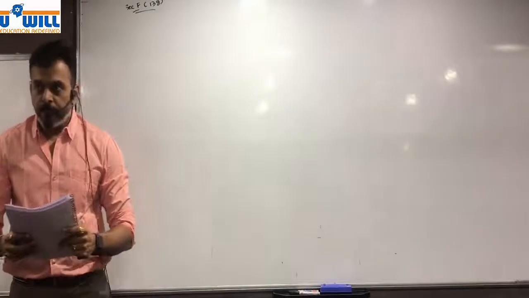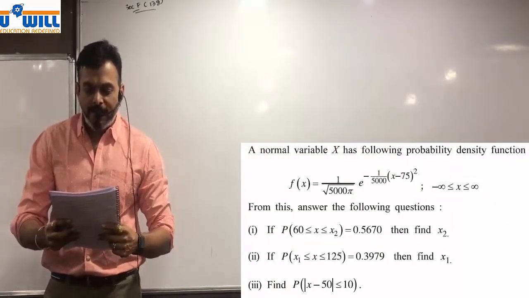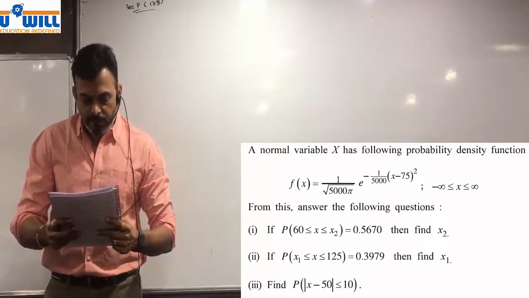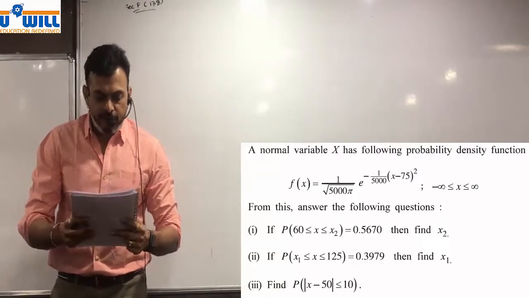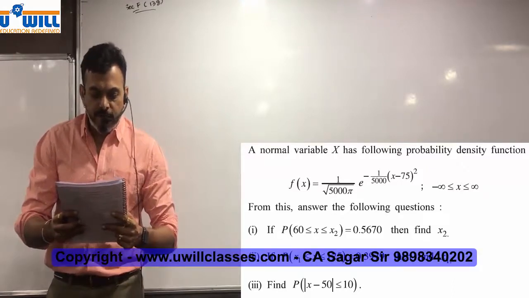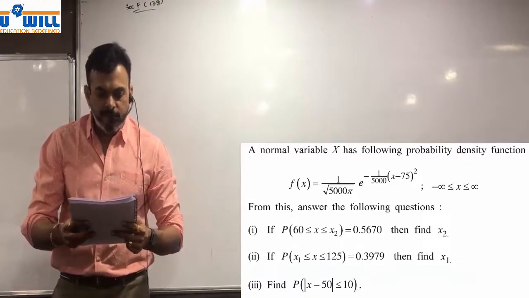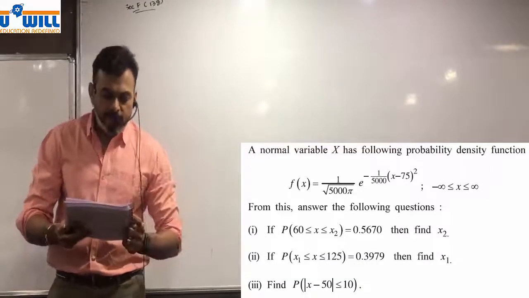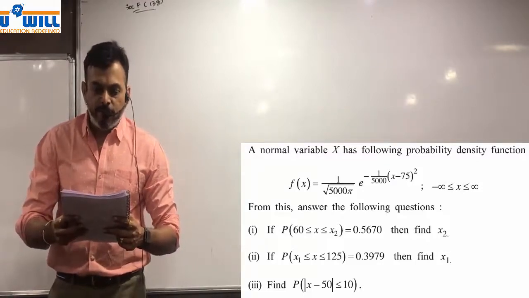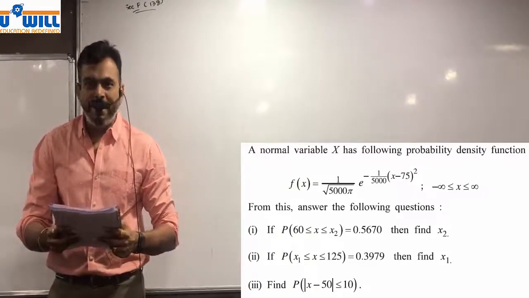Question 7. A normal variable x has the following probability density function, F of x is given. For this, answer the following. Now first, probability of x greater than or equal to 60, less than or equal to x2, is 0.5670. Find x2. Then similarly x1. And the third one is interesting. You have to find probability of modulus of x minus 50 less than or equal to 10.